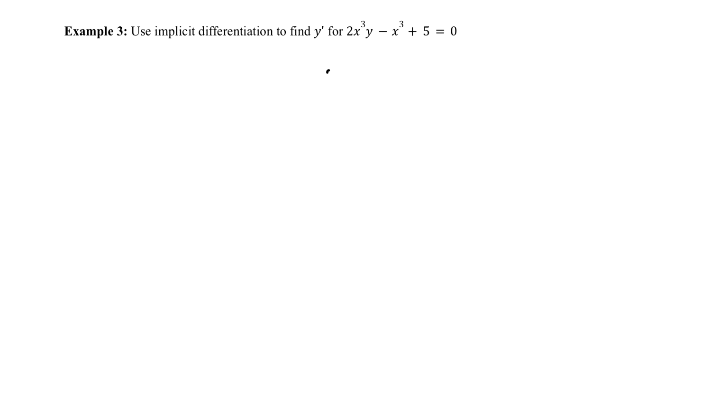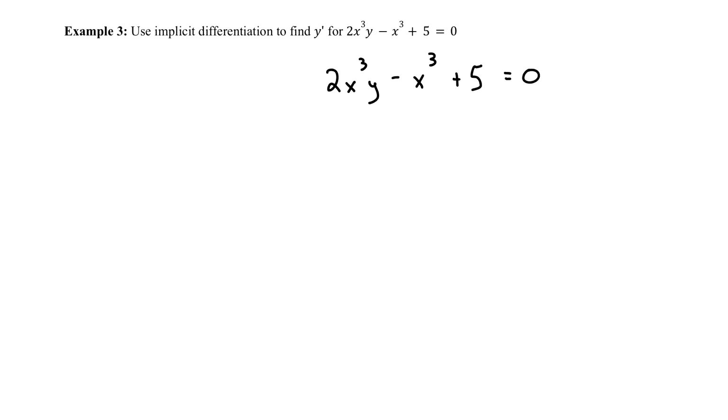One of the nice things about implicit differentiation is that all of our derivative rules, the product rule, the quotient rule, and the chain rule, still apply here. We can still use those if we need them. So here in this problem, I've got the equation 2x cubed y minus x cubed plus 5 is equal to 0.